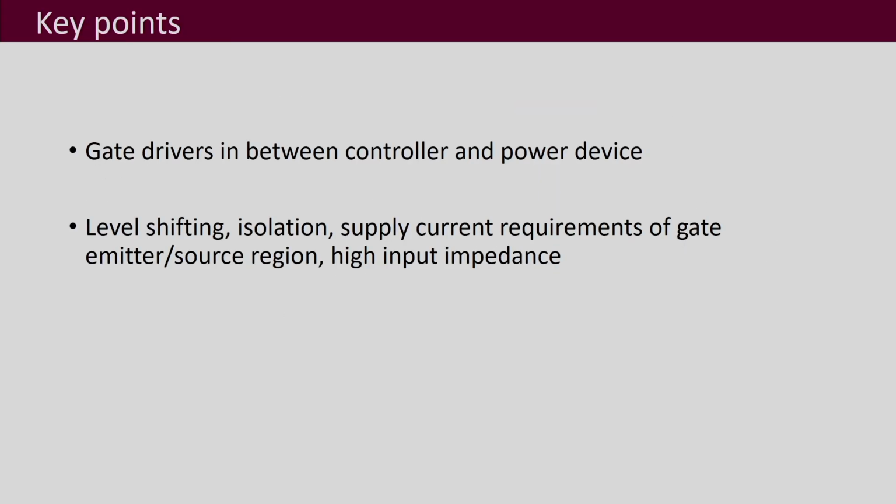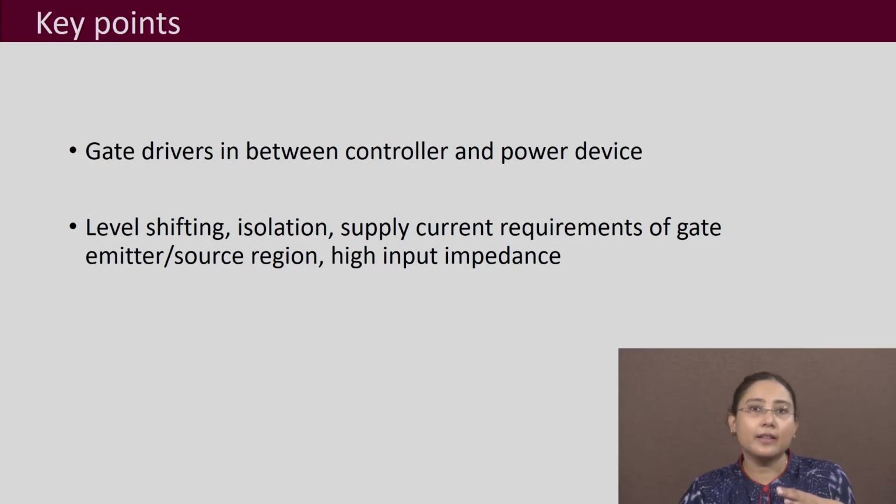So the key point of this lecture is that we require a gate driver circuit in between the controller and the power electronic device. What is its main job? It should do level shifting, it mostly provides isolation, and it should be able to work with floating supplies. The most important is that it should be able to supply the current and voltage requirements of the IGBT or the MOSFET, and it should also provide a high input impedance. Thank you.